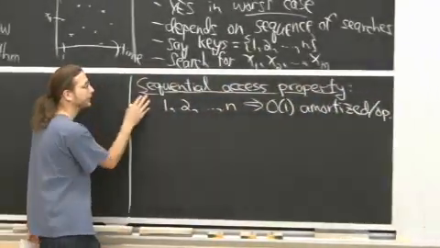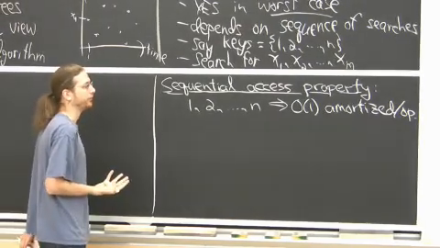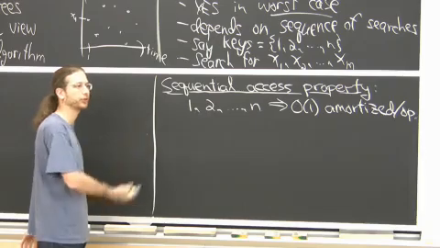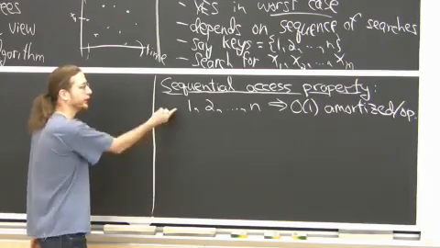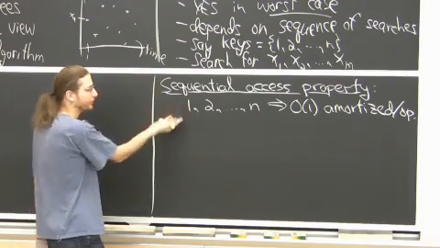Okay, but in particular, some trees have this property. Some don't. I mean, if you use a red-black tree and you search for 1, then search for 2, and so on up to n, you're not going to get constant amortized because it doesn't realize this is happening. But if you're clever, of course, this can be achieved.